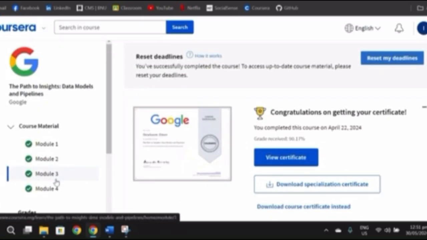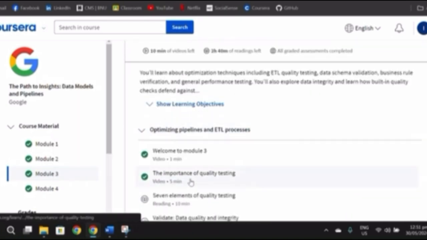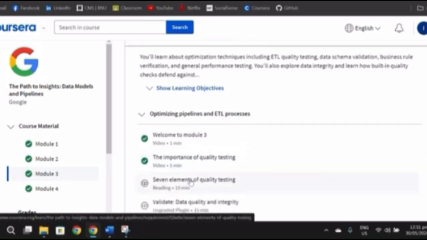Now let's move towards module 3 of the course. So module 3 focuses on the ETL process, quality testing, data schema validation, and performance testing.